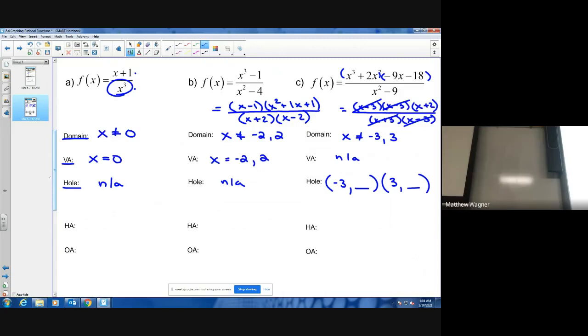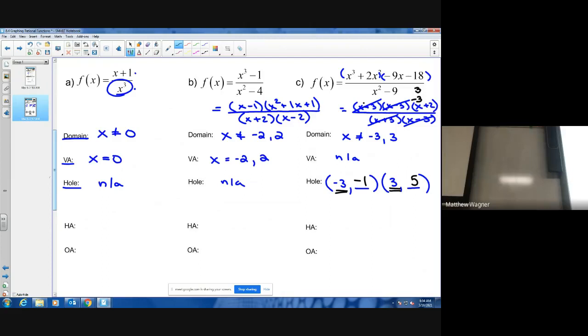All right. So now the question is, how do I get those y values in my hole? Well, it's actually really simple. So if you notice our function here, we factored everything, we simplified. What we do is we take these values and we plug them into our simplified function. So what's negative 3 plus 2? Negative 1. What's 3 plus 2? 5. So figuring out the y coordinates of those holes is super easy. Again, you want to plug those corresponding x values into the simplified function.